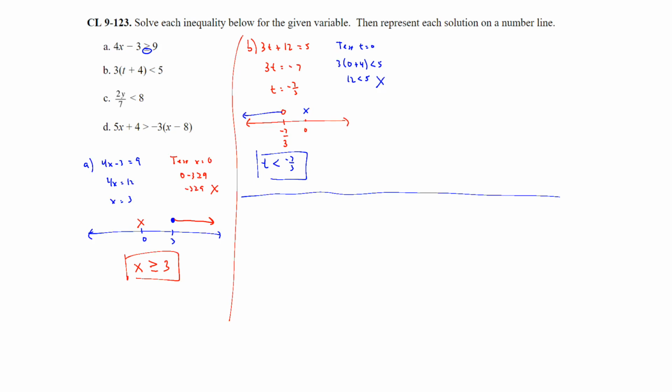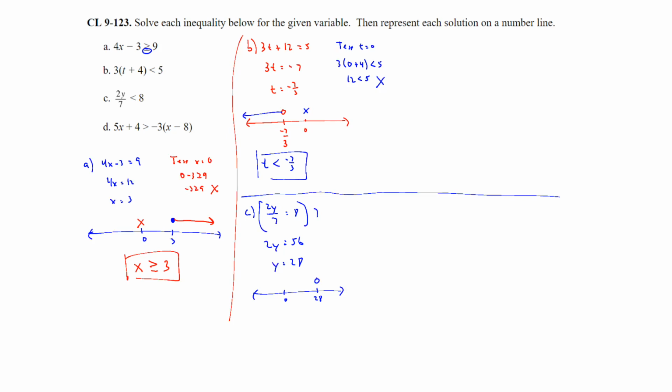Alright, on to C. 2y divided by 7 is equal to 8. Multiply both sides by 7. So that's 2y equals 56. Divide by 2. And y is equal to 28. So at 28, we have an open circle. It's not included. There's no equal sign on the inequality.